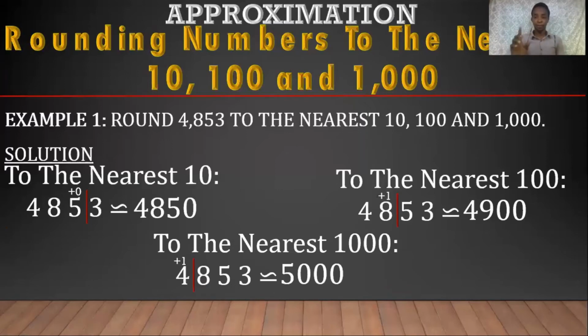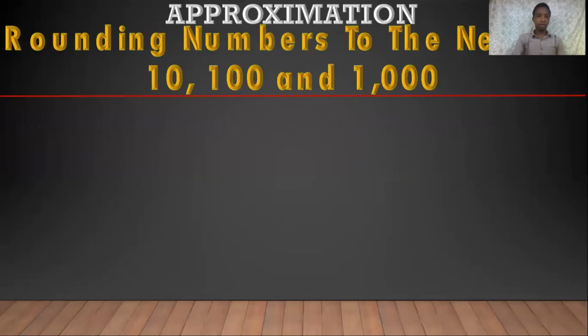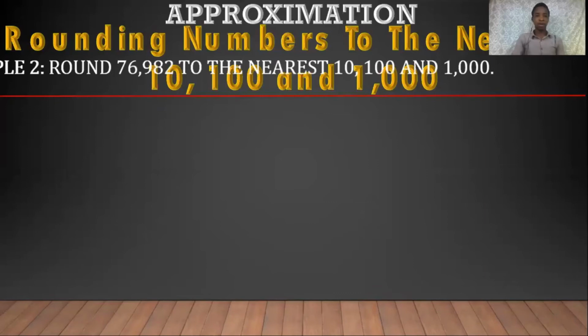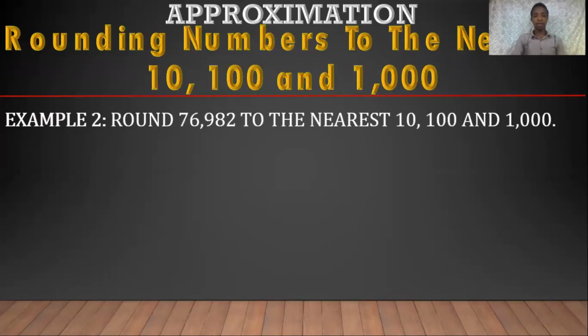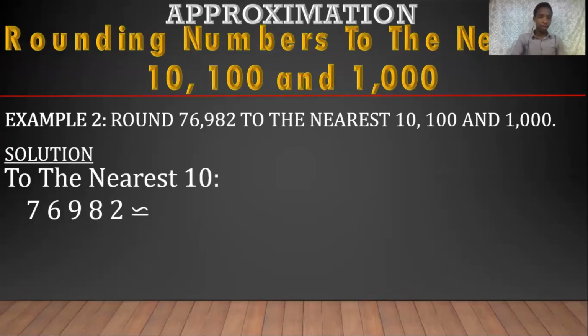Very simple. Let's do one more example so I'll be sure you understand. So the example is: round 76,982 to the nearest 10, 100, and 1,000. The same procedure, please. Okay, with a very slight difference, you get to see it. Now, to the nearest 10.